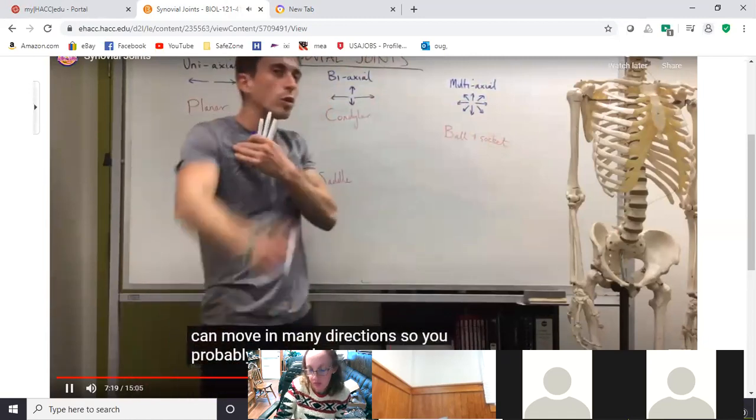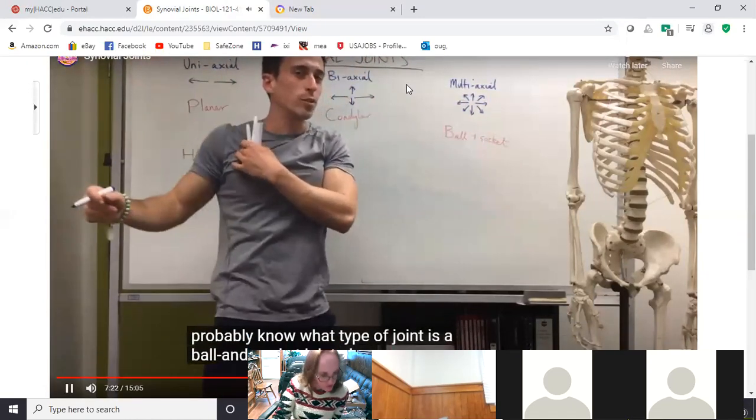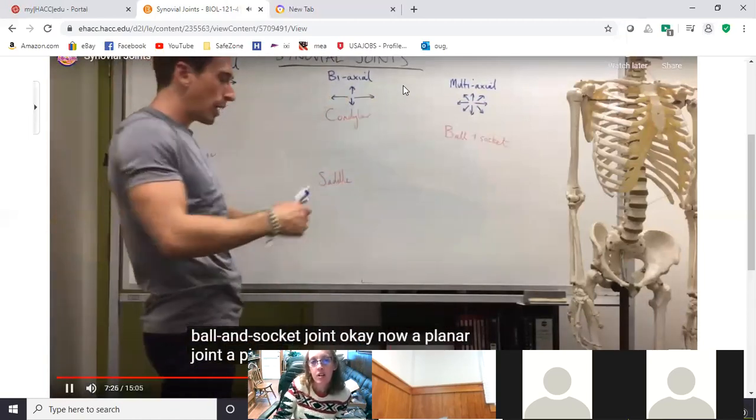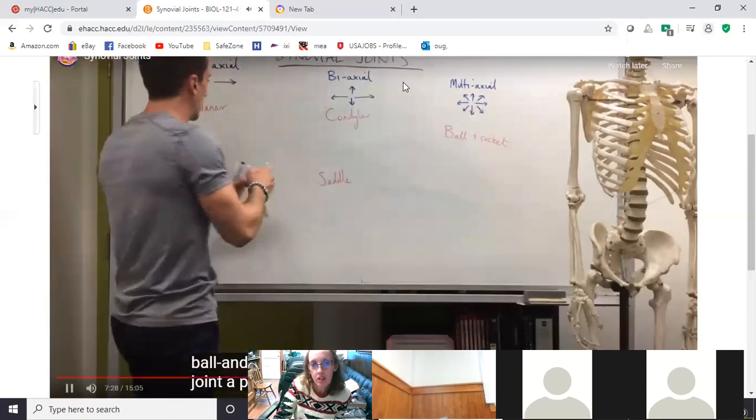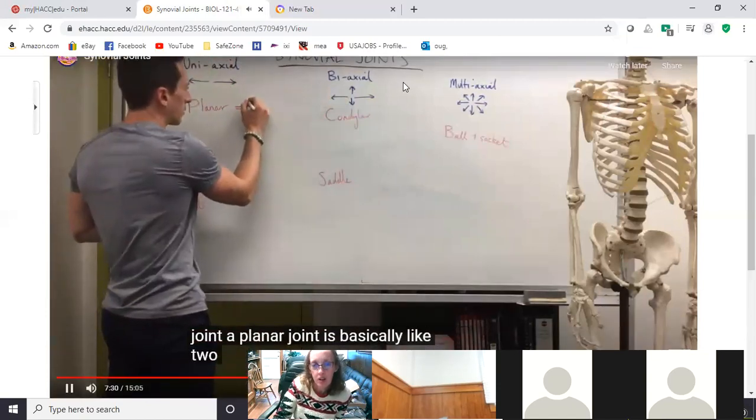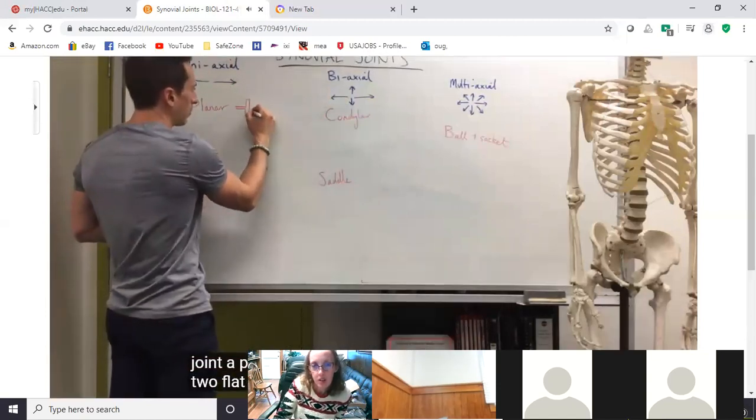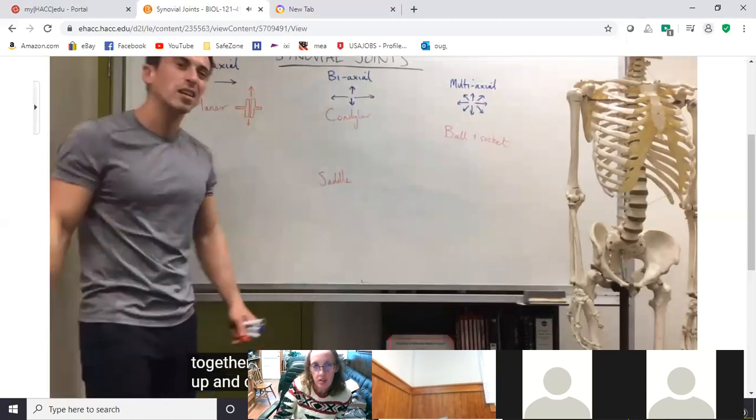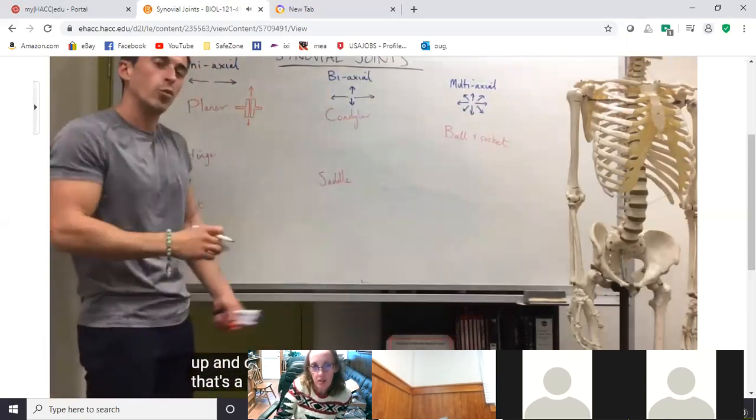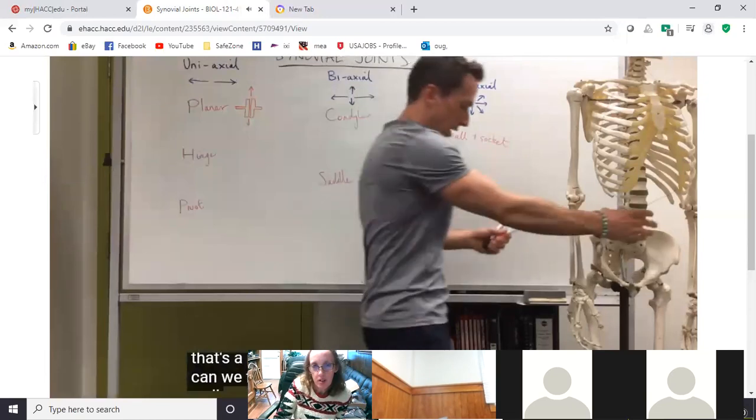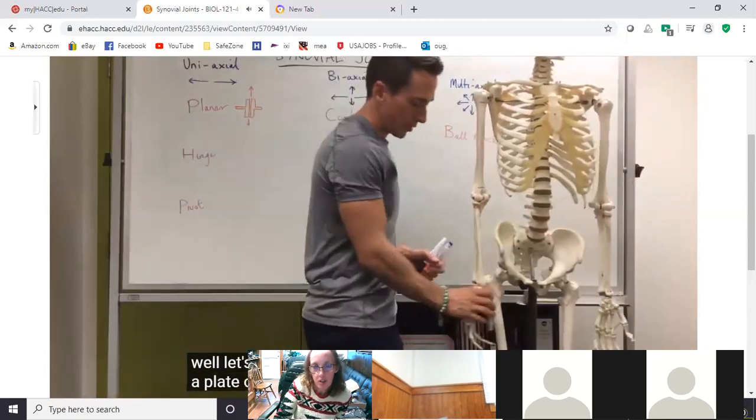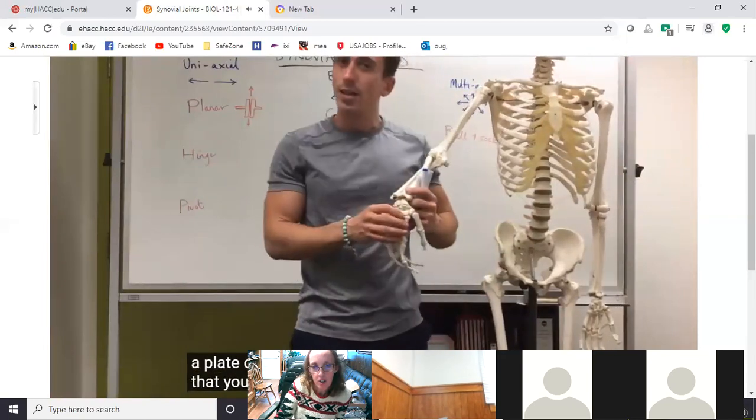And you probably know what type of joint is socket. Okay, now a planar joint. A planar joint is basically like 2 flat pieces of material coming together, and they will either just move up and down or forward and back. That's a planar synovial joint. Where can you find a planar synovial joint? Well, let's bring Frank into the picture. The planar synovial joint is the type that you can find in the hand.